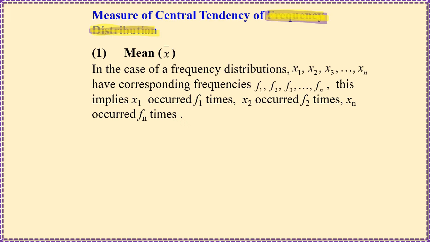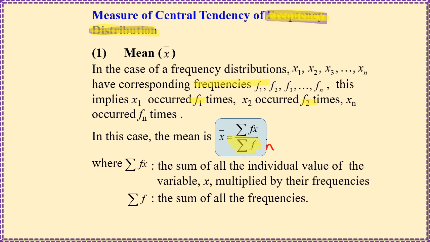So, the frequency distribution will give you the values, data, and then the corresponding frequency of each of the data. This implies x1 occurs f1 times, x2 occurs f2 times, and so on. Okay, in this case, the mean will be summation of fx divided by summation of f. So, this summation of f is the same as the total number of observations in the previous type of data, the representation of raw data.